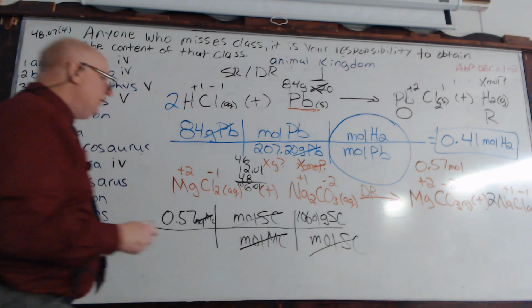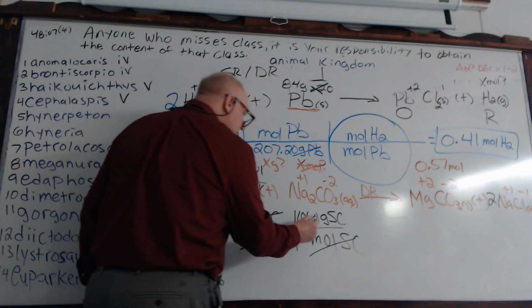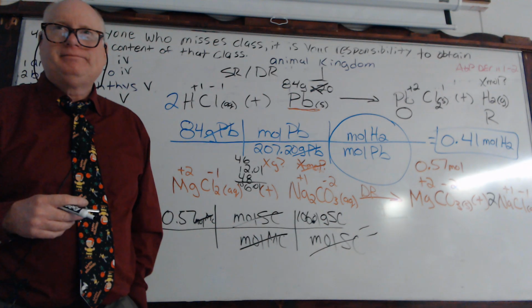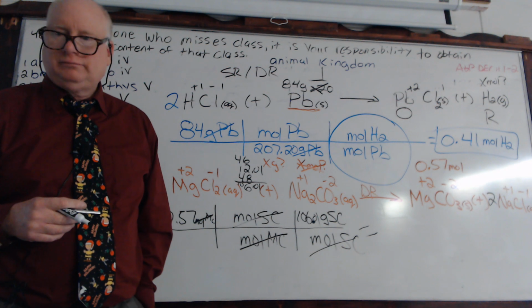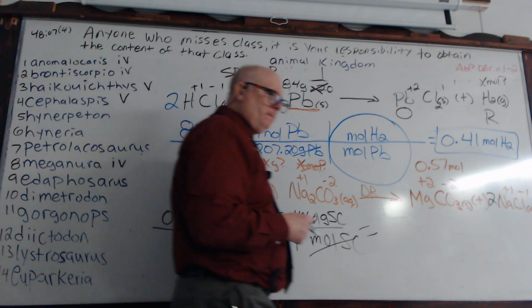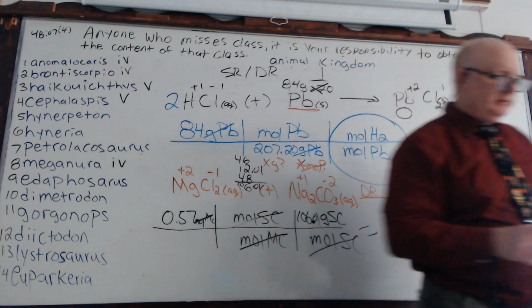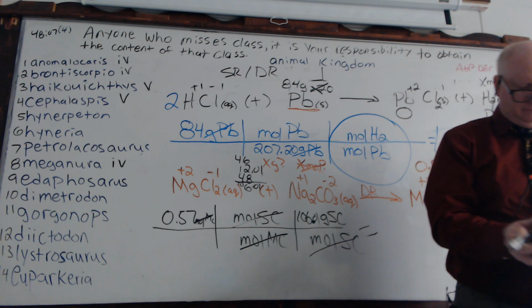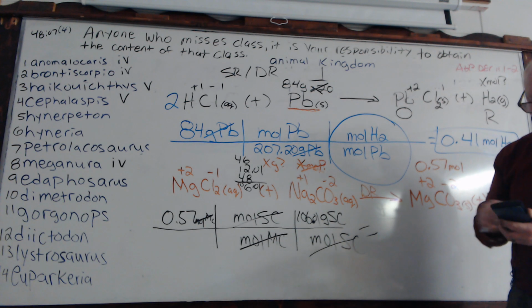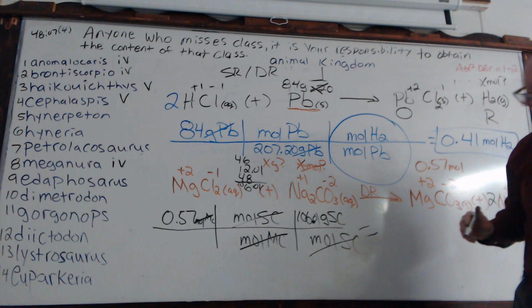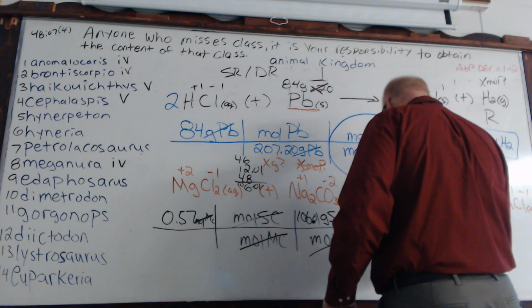and you multiply them together, and we get how many grams? 0.57 times 106. 60.43. So 60.43 grams of sodium carbonate.